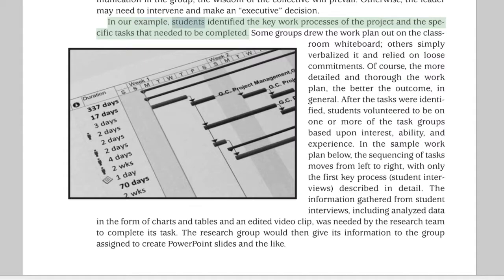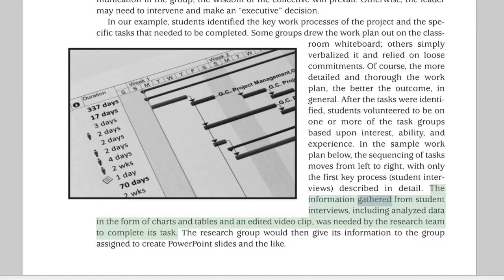In our example, students identified the key work processes of the project and the specific tasks that needed to be completed. Some groups drew the work plan out on the classroom whiteboard, others simply verbalized it and relied on loose commitments. Of course, the more detailed and thorough the work plan, the better the outcome, in general. After the tasks were identified, students volunteered to be on one or more of the task groups based upon interest, ability, and experience. In the sample work plan below, the sequencing of tasks moves from left to right, with only the first key process, student interviews, described in detail.